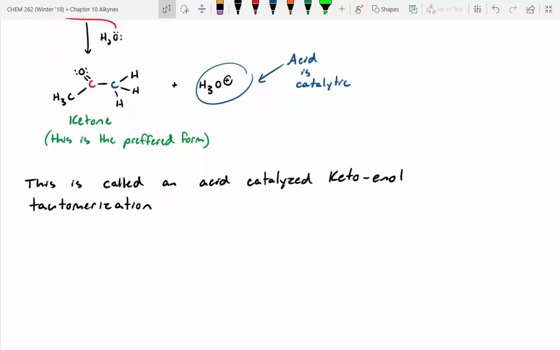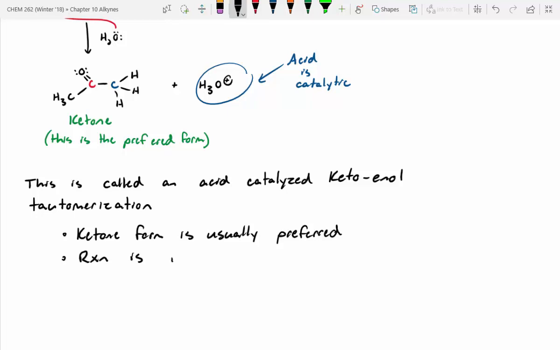Okay, and let's make a note of this. The ketone form is usually preferred. prefer to have two Fs or one? Is it one? I think I messed up here. There we go. That looks better. So the ketone form is usually preferred. The reaction is in equilibrium. Jeff, there's two R's in preferred. Yeah, I goofed up here.